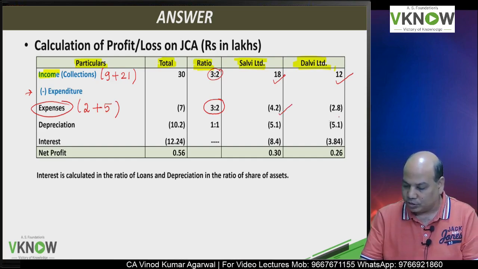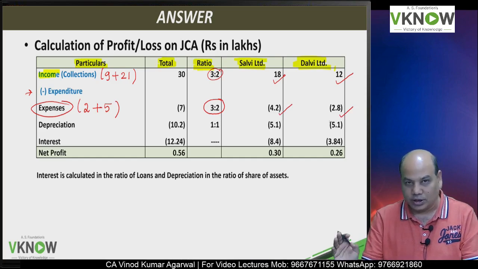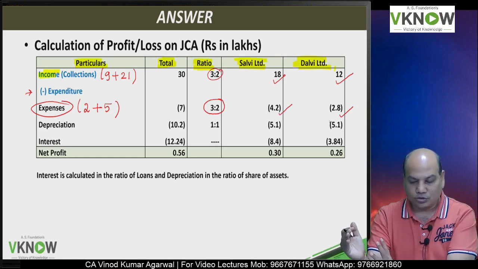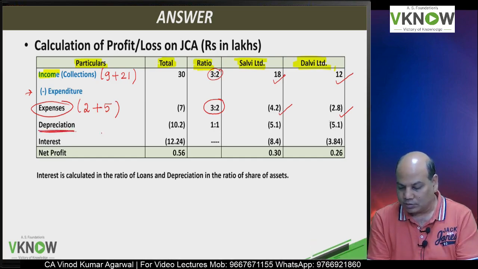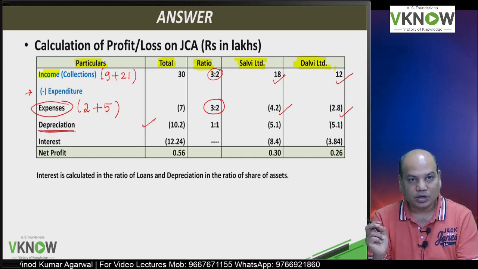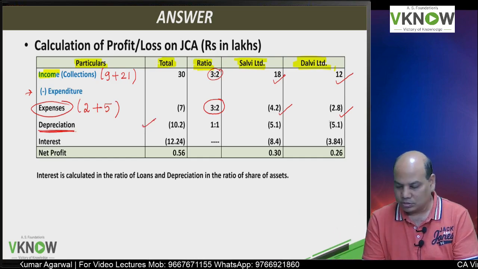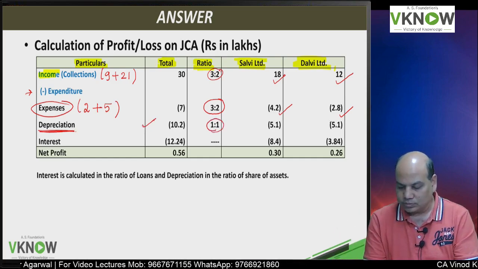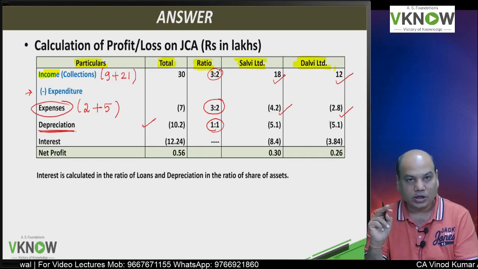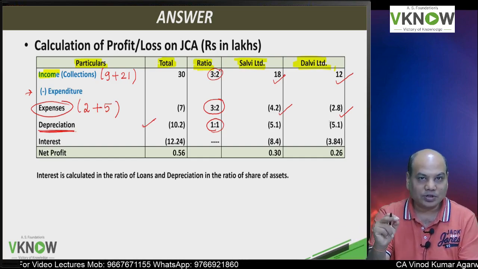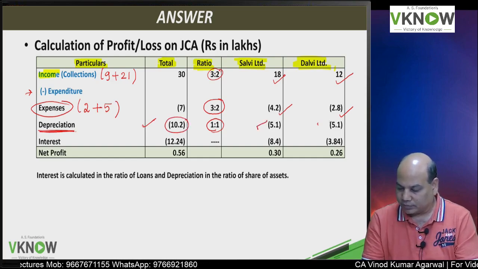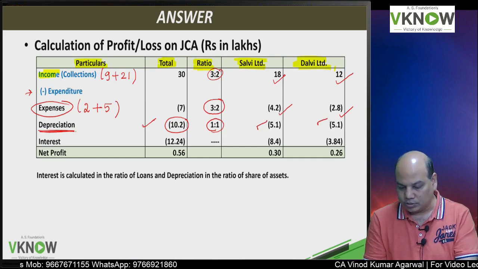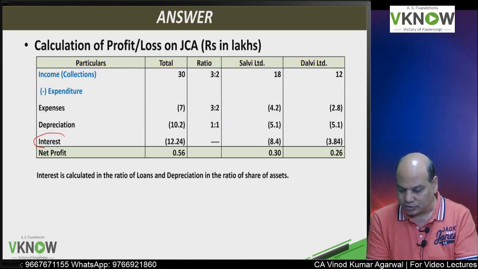Salvi will get 4.2, Dalvi will get 2.8. Income we have shared 3:2, expense we have shared 3:2. Depreciation write down already calculated 10.2. Depreciation is in equal ratio because the asset is owned equally, so 1:1. So 10.2 divided gives 5.1 and 5.1, and then interest.